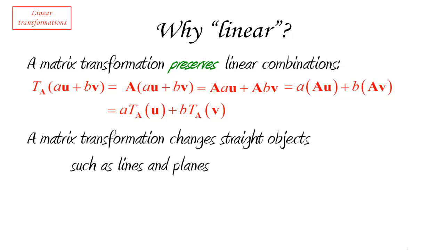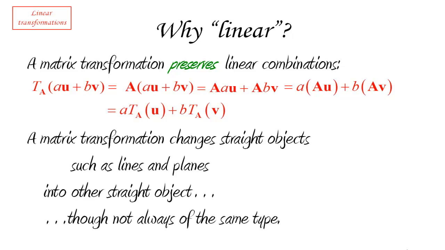Being a linear transformation, so the fact that it preserves linear combinations, means that any matrix transformation will change straight objects such as lines and planes into other straight objects. Although the new straight objects may not be of the same type. So if I start from a line and I apply a matrix transformation to this line, I know that I'm going to end up with either another line or maybe just a point, but something has to be linear. I cannot come up with a parabola or any curved object.